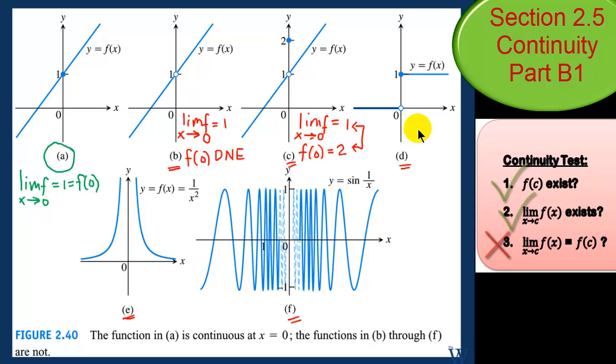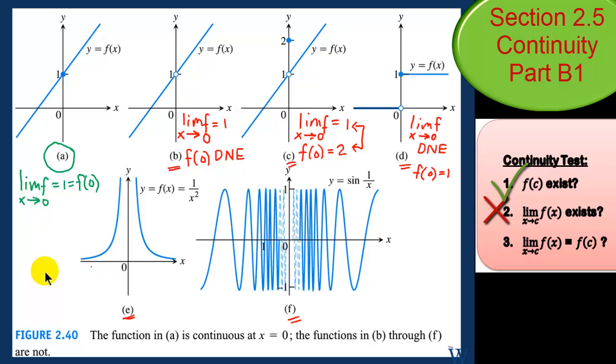And what about letter D? That's just the jump discontinuity that we were talking about in the previous slide. So here the limit of f as x approaches 0 coming from both sides does not exist. Although we have a function value there, f of 0 is 1, because the limit does not exist, condition 1 is met, condition 2 is not, so we stop. We say it's not continuous.